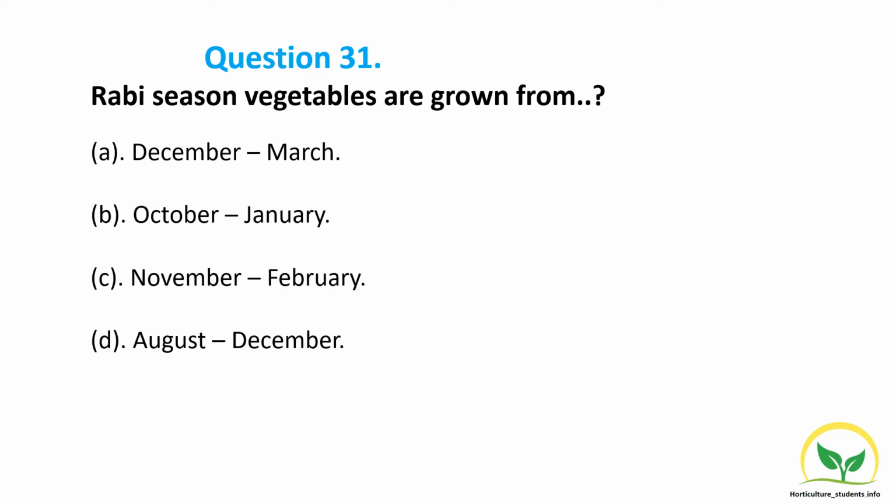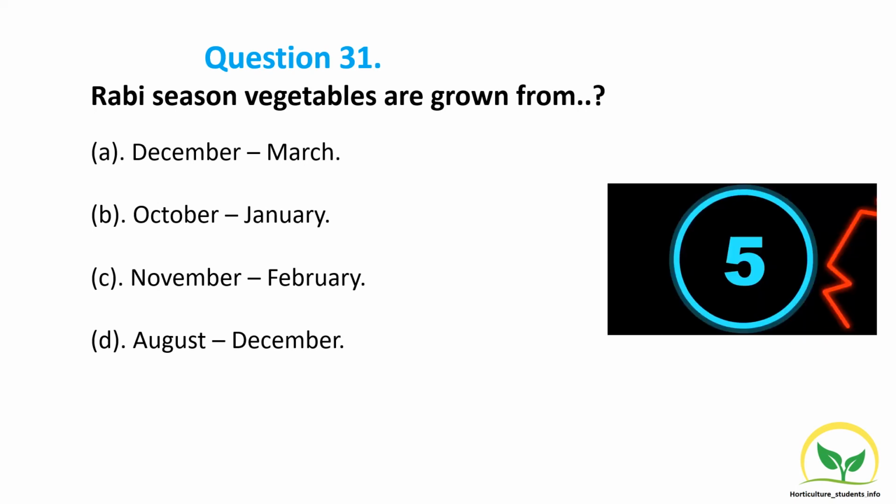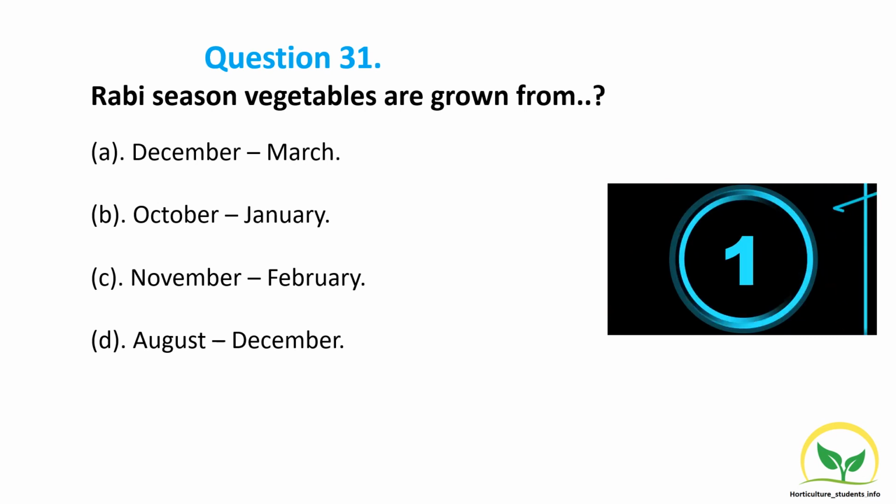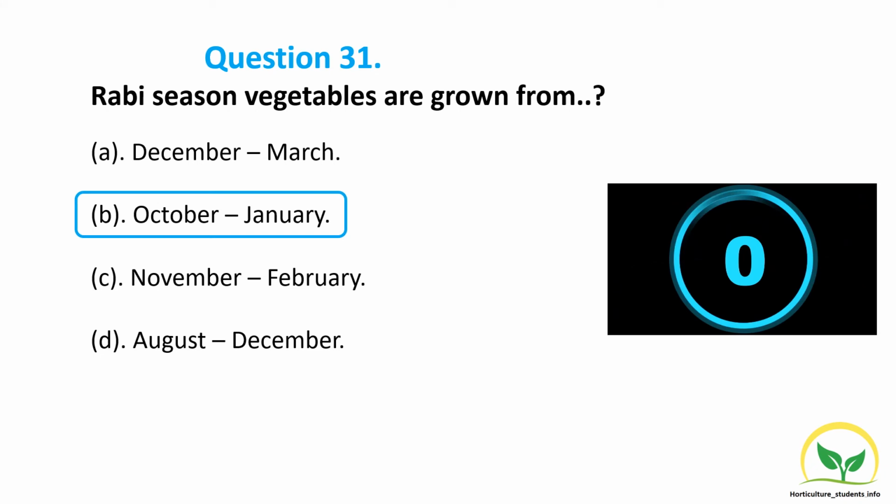Question 31. The Rabi season vegetables are grown from: A. December to March, B. October to January, C. November to February, D. August to December. Answer: B. October to January.